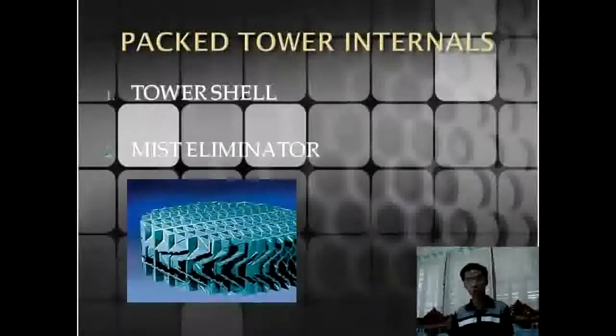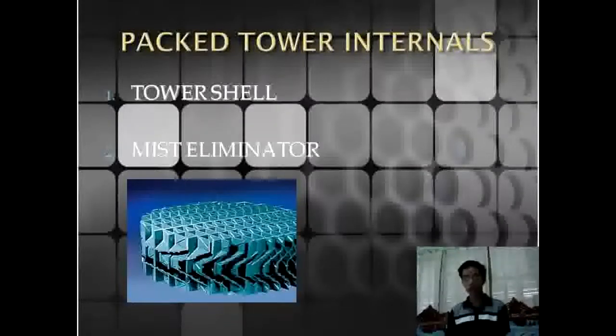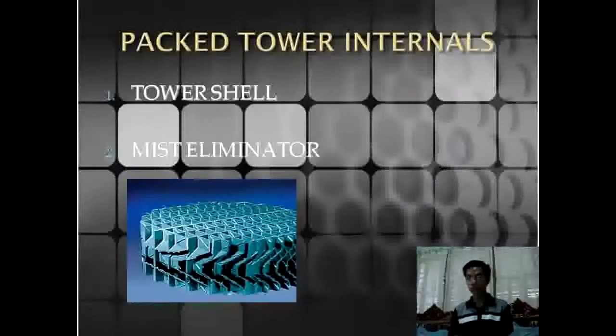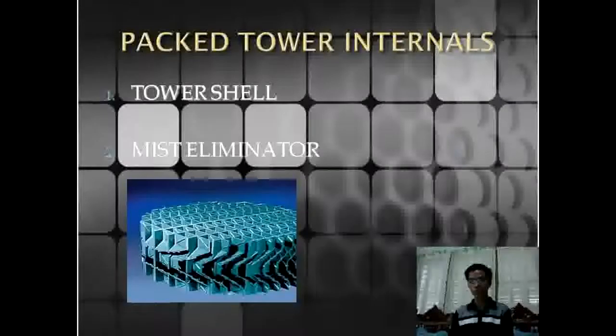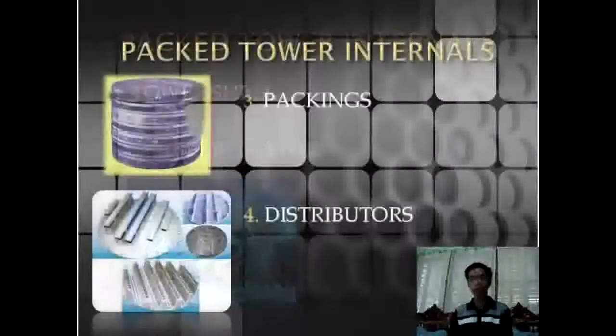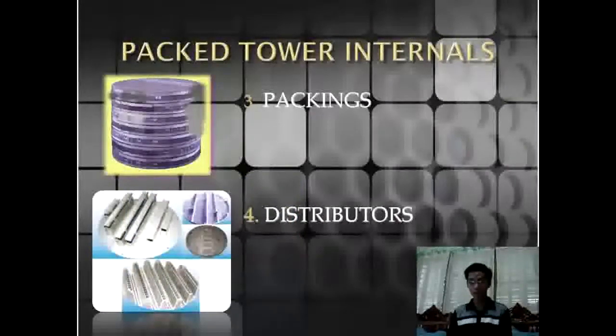If we were to open a packed column, what we would mostly see are the following: the tower shell, which is the body of the tower; a mist eliminator, which is used to prevent liquid droplets from exiting the absorber with the gas stream; packings, which will be discussed further later on; and then we also have distributors, which help spread the streams and provide better contact between the liquid and gas streams.